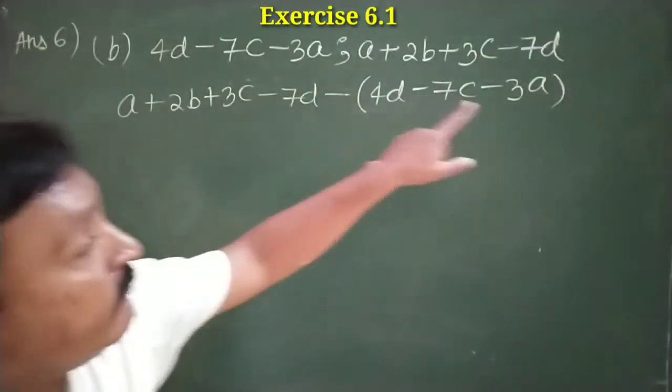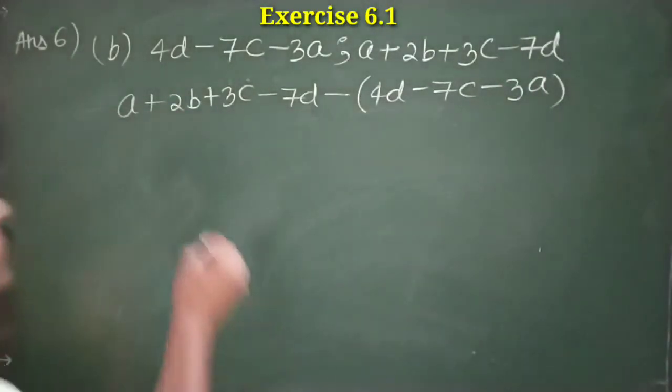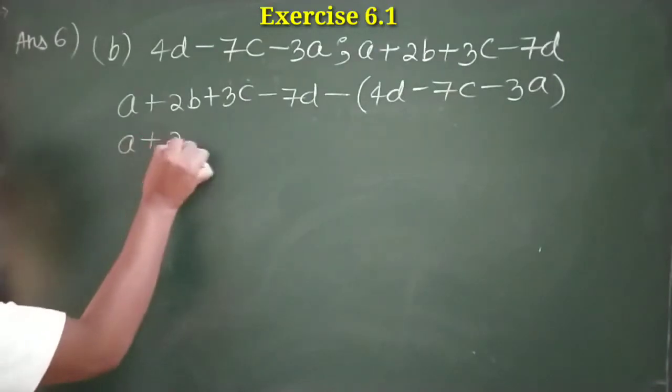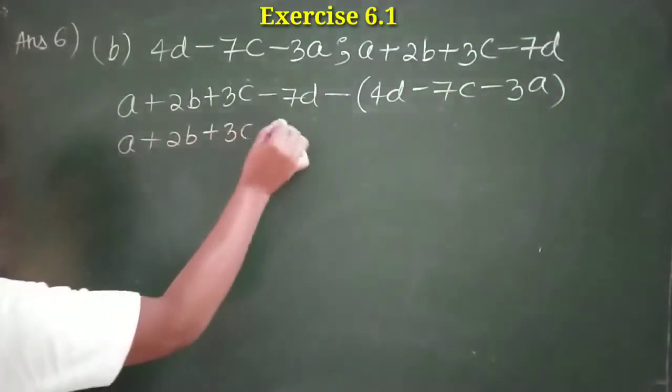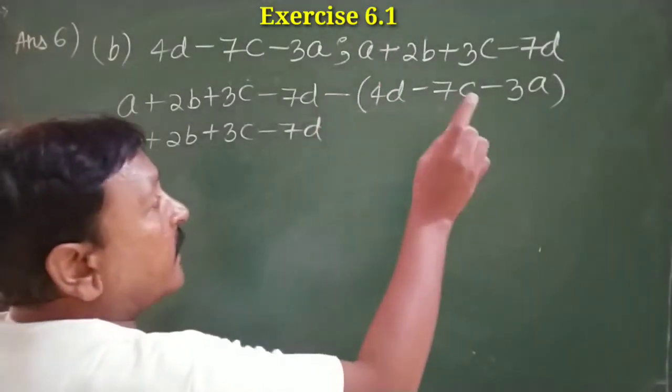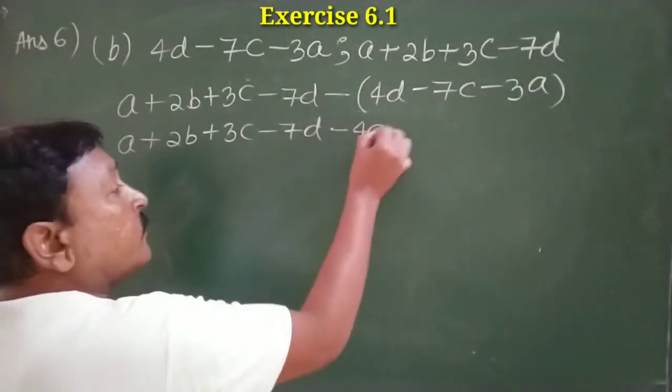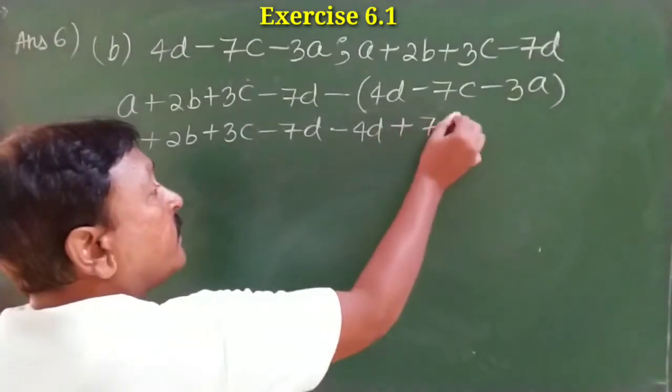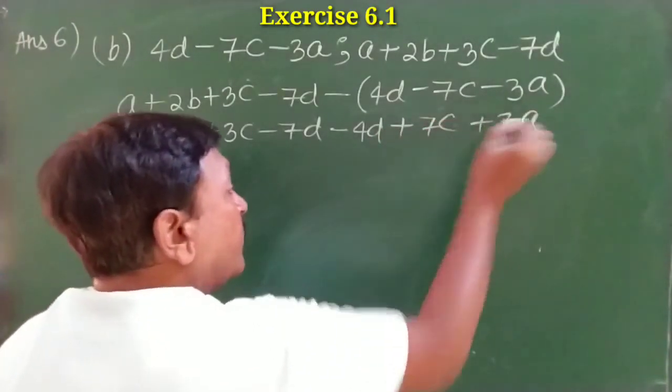So write the first polynomial always in bracket: a plus 2b plus 3c minus 7d. Now open the bracket. This minus sign will change the sign of every term: minus 4d plus 7c plus 3a, okay?